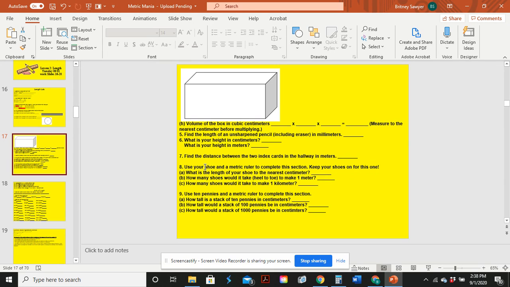And you're going to measure your shoes, and of course you can use 10 pennies and a metric ruler to complete this particular section. So if you can't complete this slide, I understand it's more like a lab-based thing.